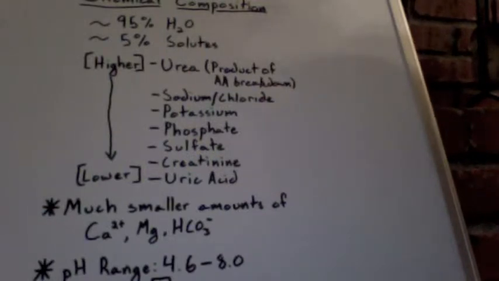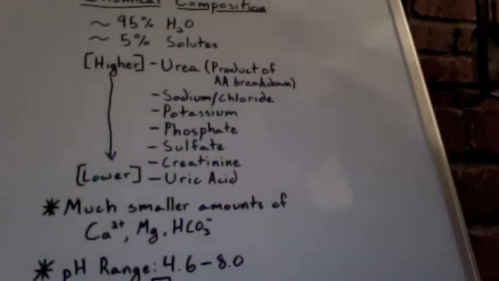Now the pH range is approximately 4.6 to 8.0 with an average of 6. So it really has this wide pH range, and that's the amazing thing about the kidneys, the fact that they can go these distances to excrete these bad things from our body, which can fluctuate that pH.